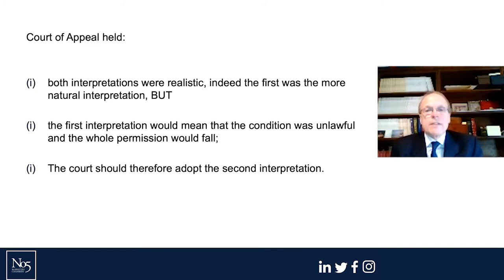But as they said, that interpretation would mean that the condition was unlawful and the whole permission would fall. Given that situation, the court would apply what is known in the public law field as the validation principle, or the principle of validity, and adopt the second interpretation. So it's an important case for that principle: if a condition has two realistic meanings, then the court will adopt the meaning which renders the condition lawful.